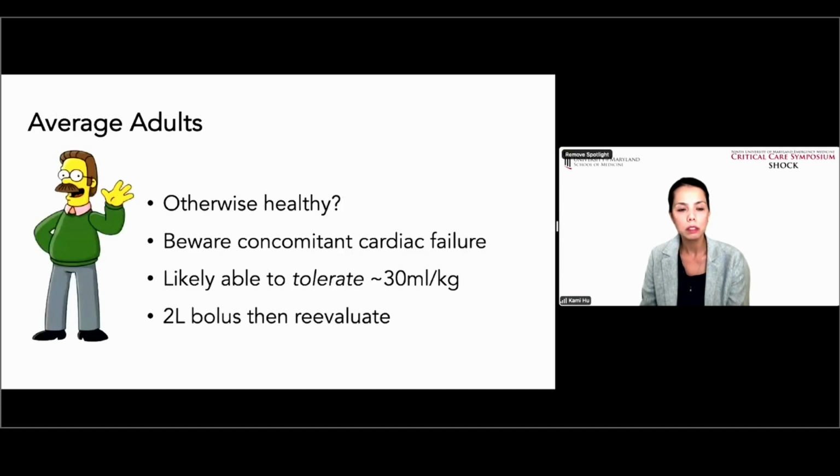For average adults, if they're otherwise healthy and they don't have concomitant heart failure, they probably could tolerate 30 mLs per kg. I will probably, all things being equal, no comorbidities, if they happen to have somehow a raging cellulitis that they got while hiking their 14,000 feet mountain, then I'll probably give them a 2-liter bolus and reevaluate if they're really hypotensive and they look dry.